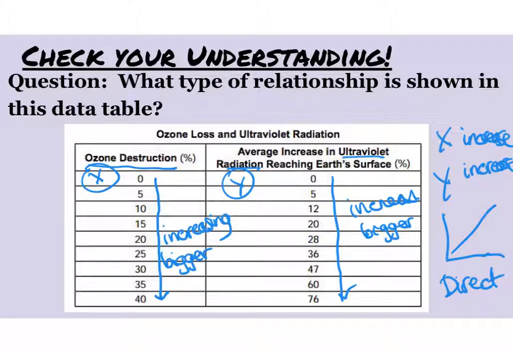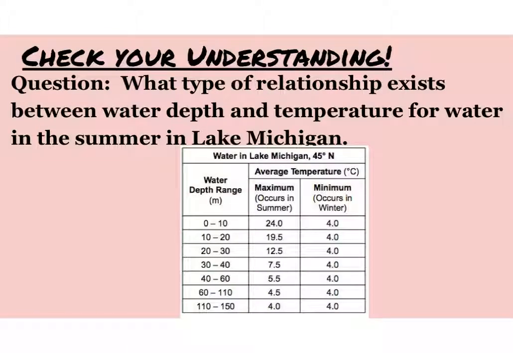All right, let's try another one. For this chart, this is another data table. What type of relationship exists between the water depth and temperature for water in the summer in Lake Michigan? You may need to read this chart very carefully. Take your time, look at all of the information on here, and see if you can figure out the type of relationship between those things.